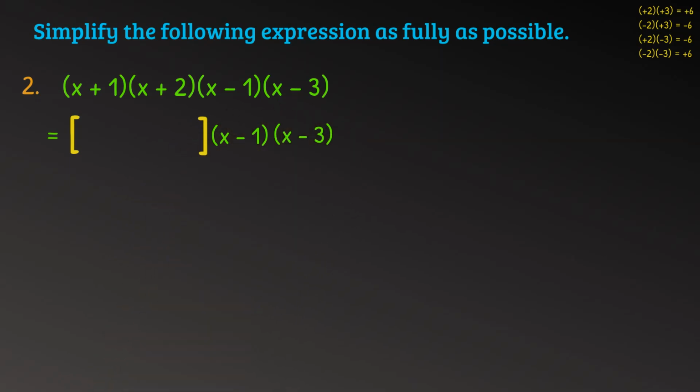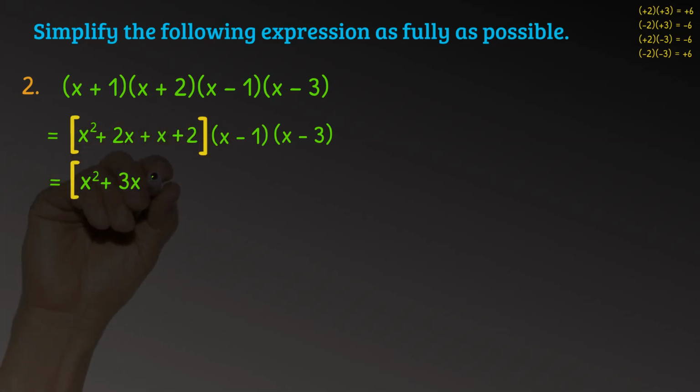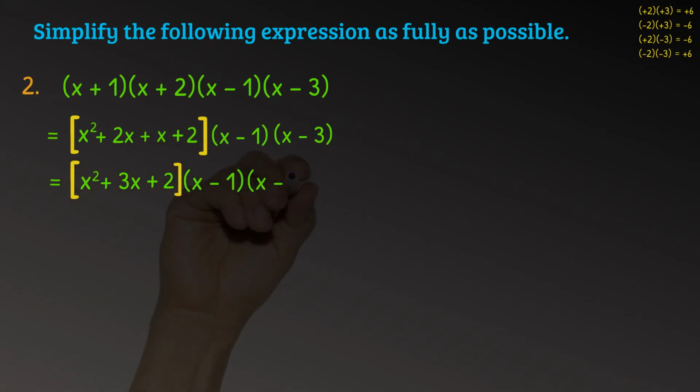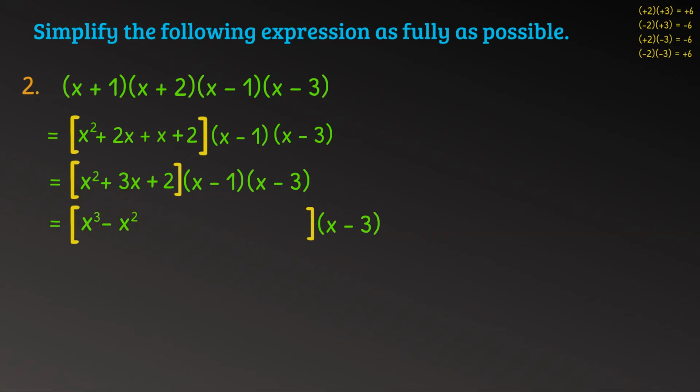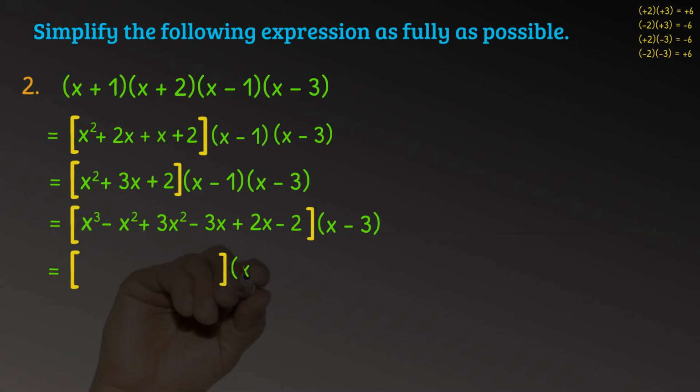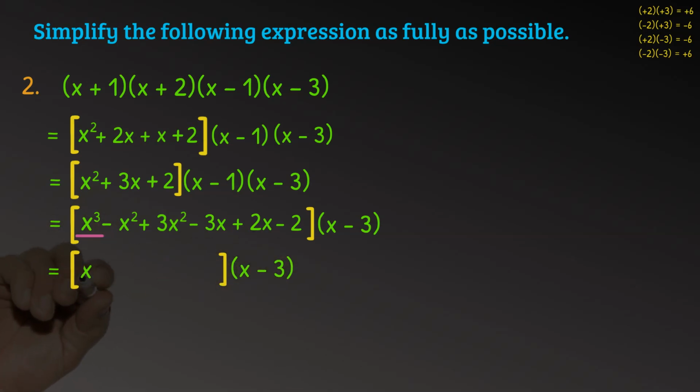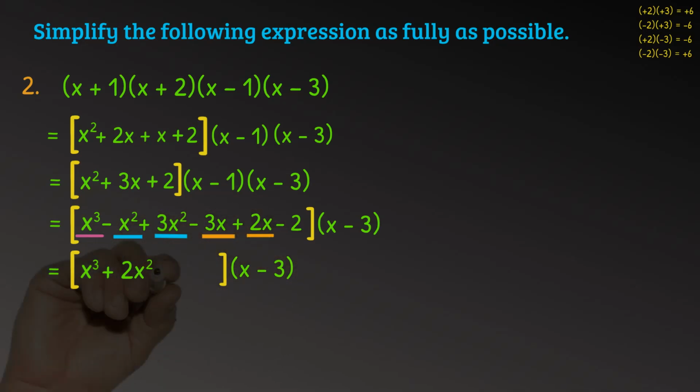So I'm going to start with the first two brackets, which gives us x squared plus 2x plus x plus 2, and we can tidy that up to give us x squared plus 3x plus 2. Then we can multiply it by x minus 1, and that gives us x cubed minus x squared plus 3x squared minus 3x plus 2x minus 2. So next we need to tidy up the yellow bracket. We only have one term there that contains x cubed. We have two terms though that contain x squared, so we combine them to give us 2x squared. We can also combine the terms that contain an x, which gives us a minus x, and there's only one constant which stays the same, minus 2.